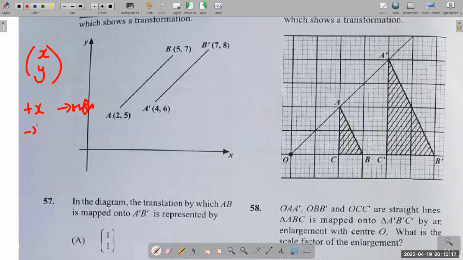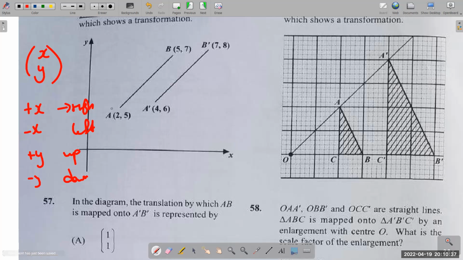When X is negative, the vector makes the object move to the left. When Y is positive, Y makes the object move up. When Y is negative, Y moves the object down. So here we see in a diagram, we have a translation, and the translation is mapped onto.